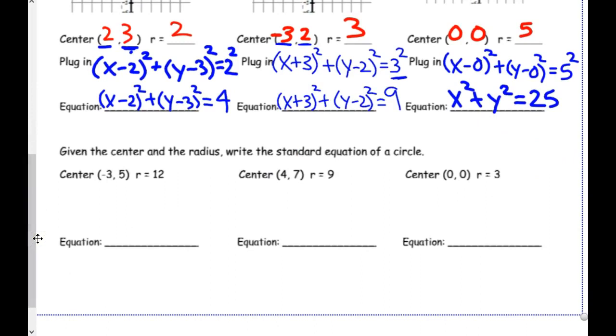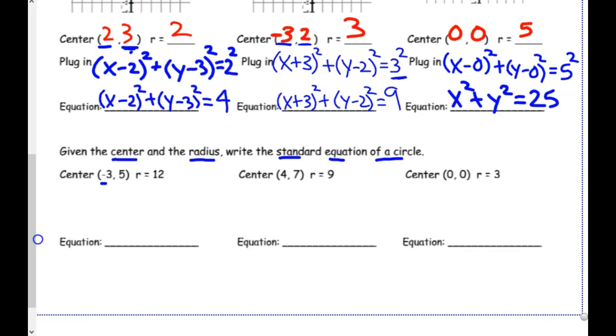Given the center and the radius. Now, this time there's no picture, but there are numbers. So, we're going to write the equation. This is almost easier because you don't have to count anything. You don't have to get mixed up on a graph, left and right, up and down. Okay, we've just got numbers.